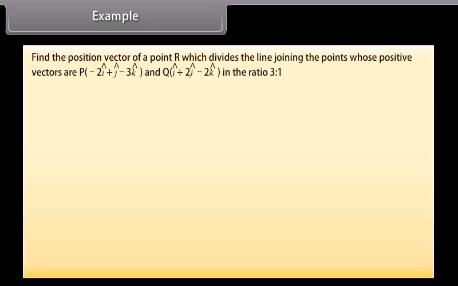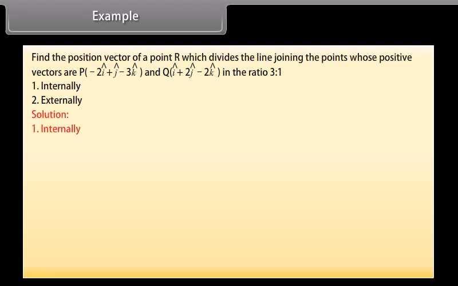Example. Find the position vector of a point R, which divides the line joining the points whose position vectors are P equals minus 2 cap I plus cap J minus 3 cap K and Q equals cap I plus 2 cap J minus 2 cap K in the ratio 3:1, 1 internally, 2 externally.